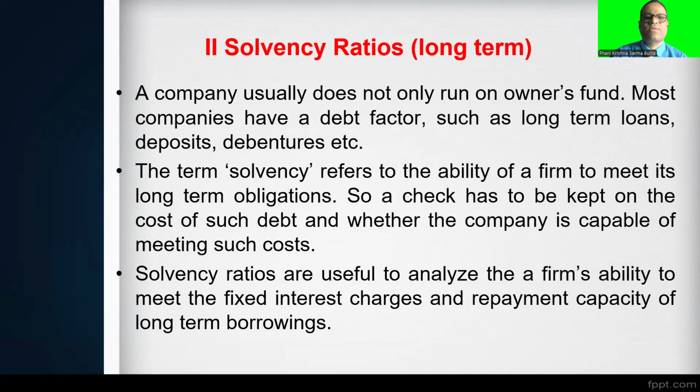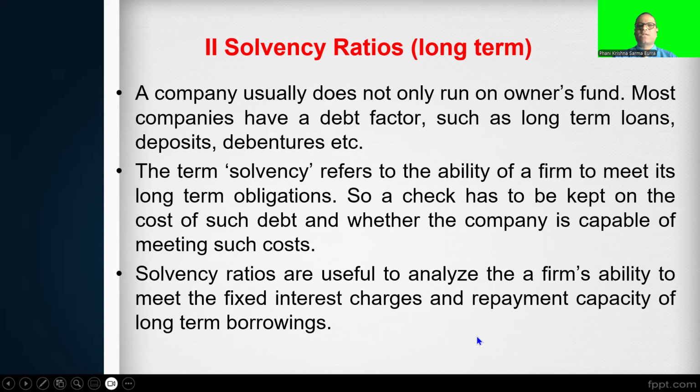Solvency ratios, long-term solvency. A company usually does not only run at 1:1. Most companies have a debt factor such as long-term loans, deposits, debentures. The term solvency refers to the ability of a firm to meet its long-term obligations. So a check has to be kept on the cost of such debt, whether the company is capable of meeting such costs. Solvency ratios are useful to analyze a firm's ability to meet the fixed interest charges and repayment capacity of long-term borrowings.